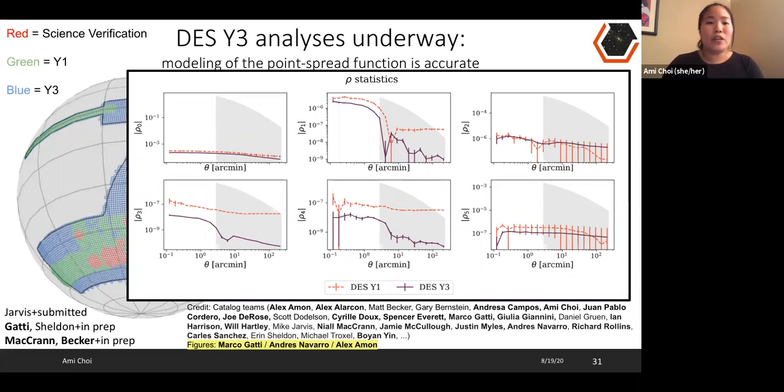And this is just for qualitative reference, but the gray shaded region here indicates the smallest tomographic psi plus signal, which is in the lowest redshift bin. It's 10% of that signal. So you can see that the real signal is much larger than any of these systematics contributions that we see here.